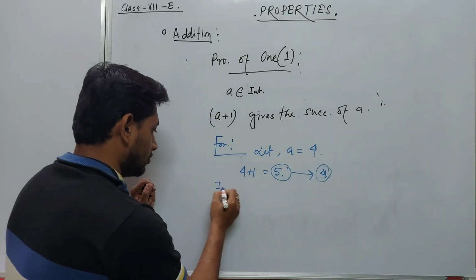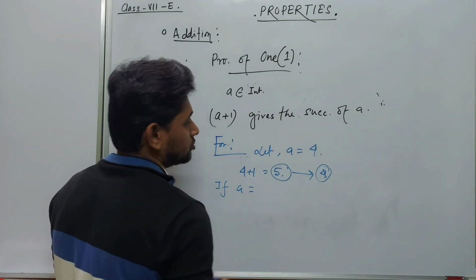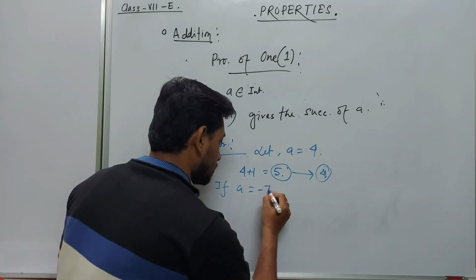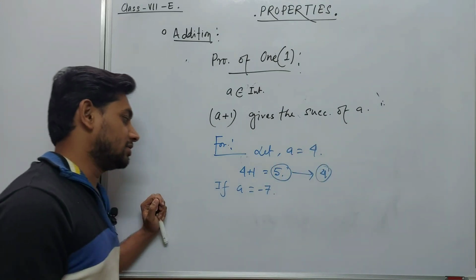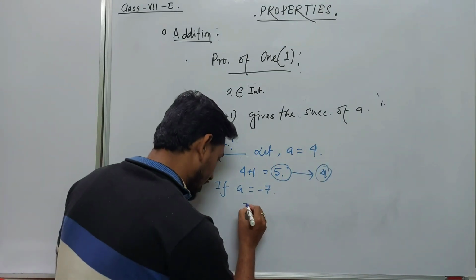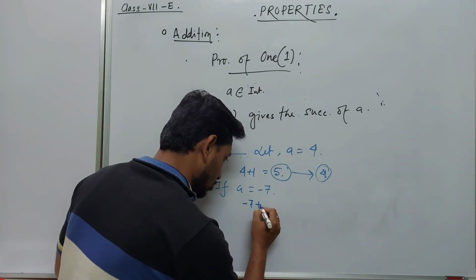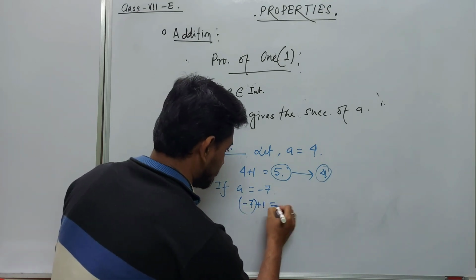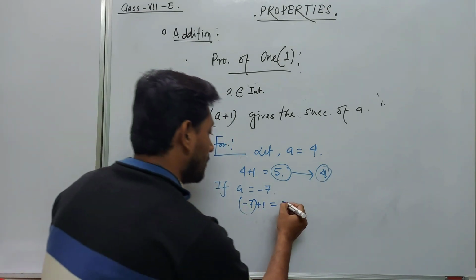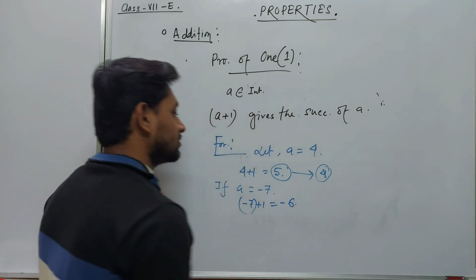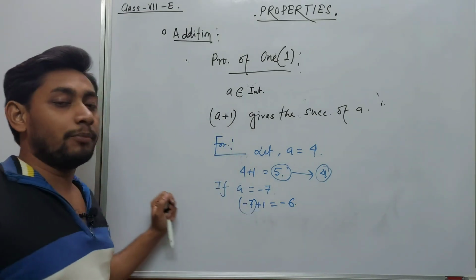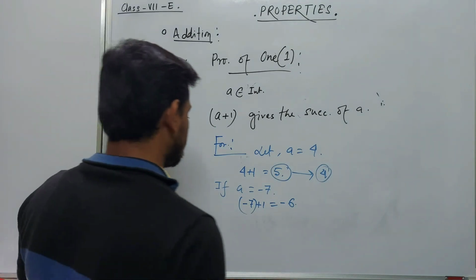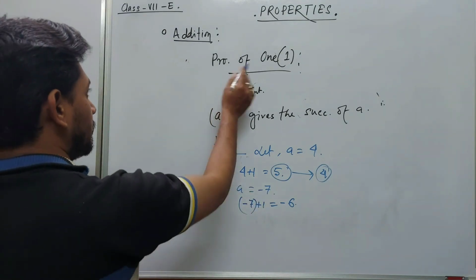Similarly, if we take A equals to minus 7, this is also an integer, but this is a negative integer, then we can check minus 7 plus 1, the answer will be minus 6. That is, minus 6 is the successor of minus 7. This is the property of 1.